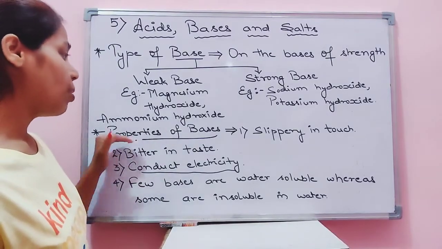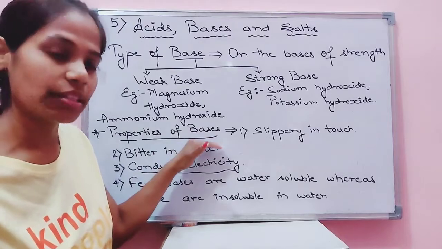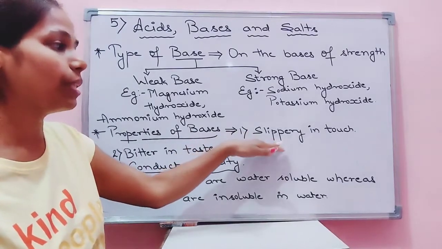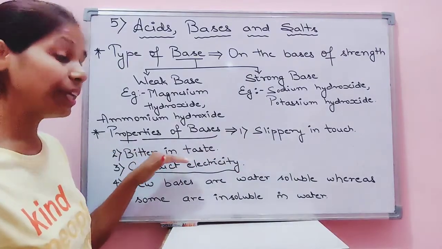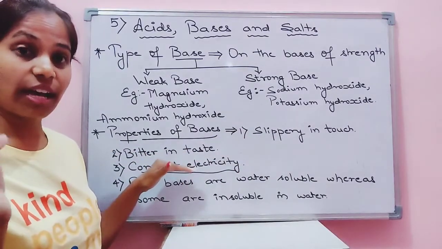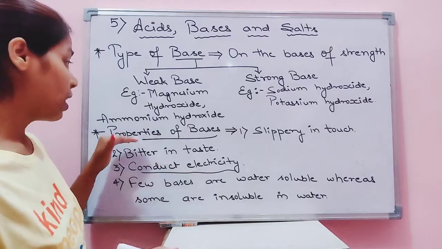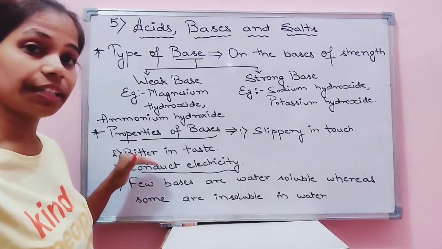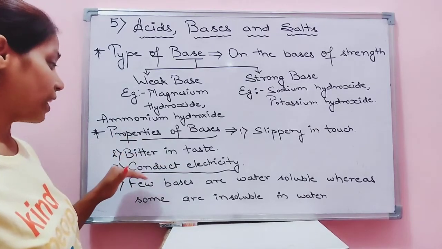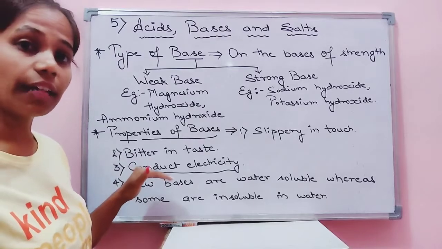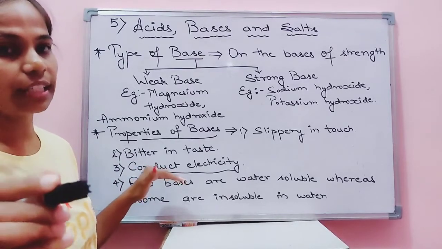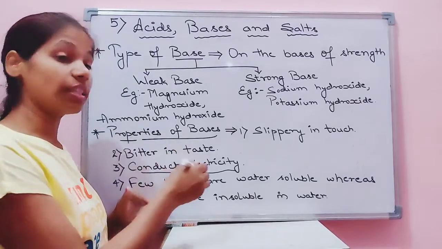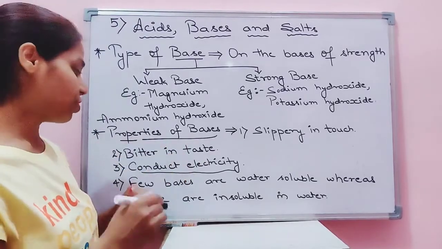Next we are having properties of bases. Okay, what are the properties? They are slippery in touch. They are bitter in taste. Acids are sour in taste, whereas bases are bitter in taste. Okay. Next we are having, they can conduct electricity. Okay. Acids can also conduct electricity and the base can also conduct electricity.